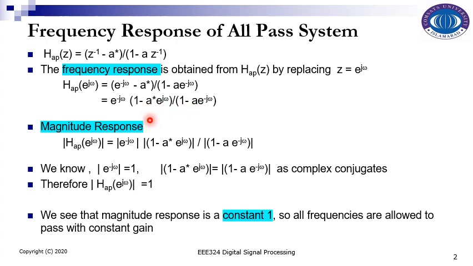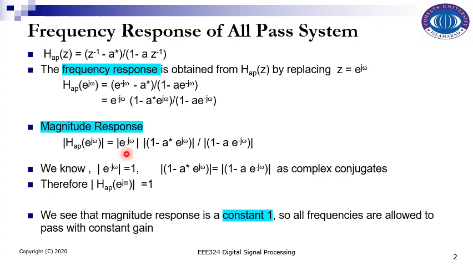Now, if we want to find the magnitude response, how do we do that? We just take the magnitude of H_AP(e to the j omega), which will be the product of the magnitudes of all these terms. We write the product of the magnitudes of all these terms over here like this. So let's find out the magnitude of each of these terms.